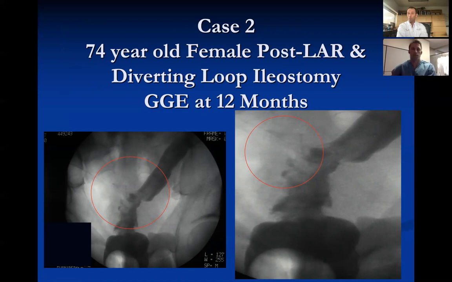And you may say to yourself, oh my God, why is she getting a gastrografin enema at a year? I take my diverting loop ileostomies down either 6 weeks after their chemotherapy, or if they've had their chemotherapy up front, under the new protocol of total neoadjuvant therapy, the TNT, once they finish, they get their gastrografin enema and it's not there.